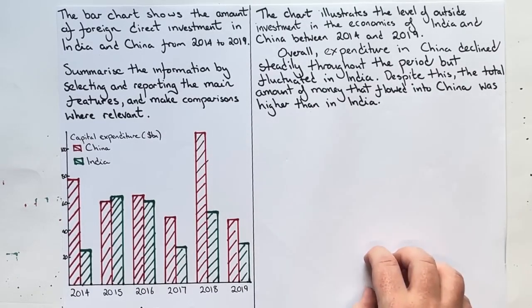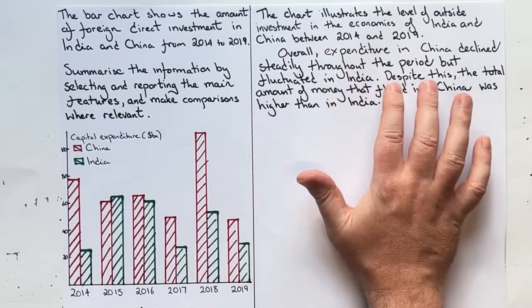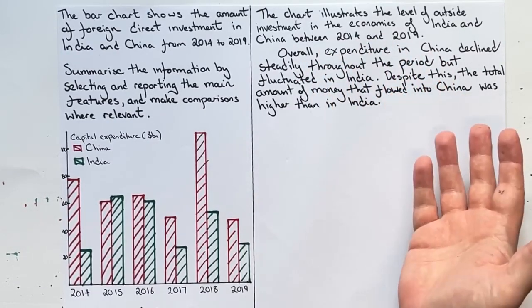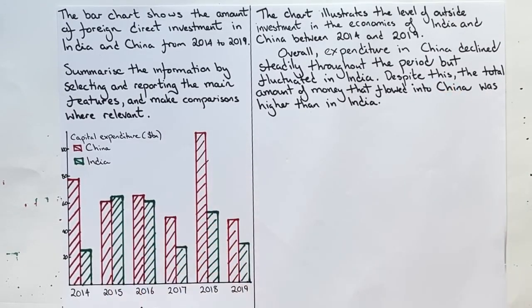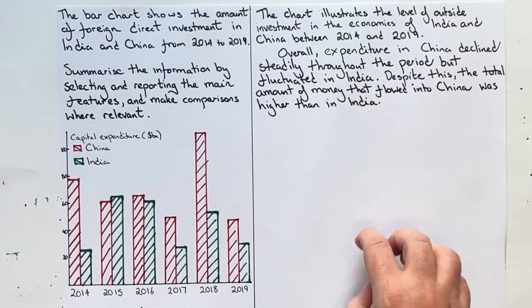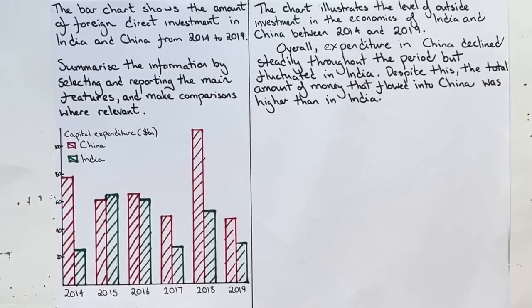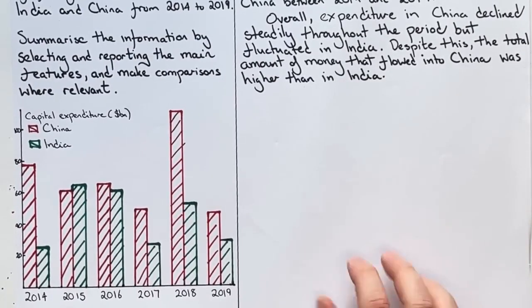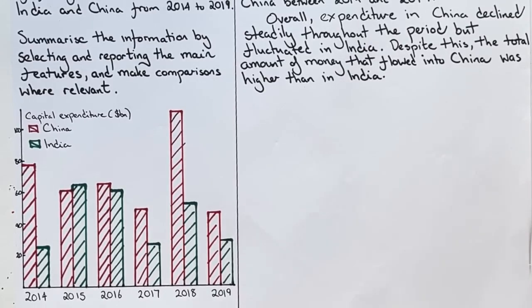Now our next 2 paragraphs are going to be our details paragraphs. So as you can see in the overview, we have no data. We have no detailed information about the data. That is what our 2 details paragraphs are going to include. So we're going to get into the nitty-gritty now. And one thing you have to decide is, how are you going to organize these 2 details paragraphs?